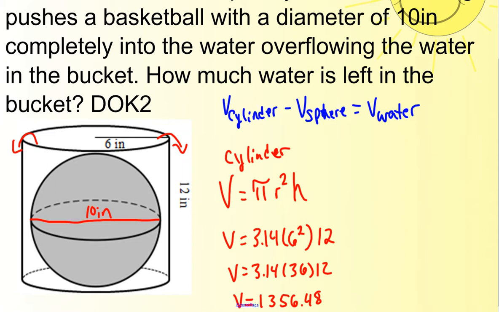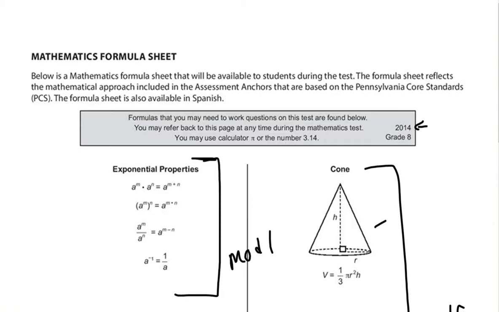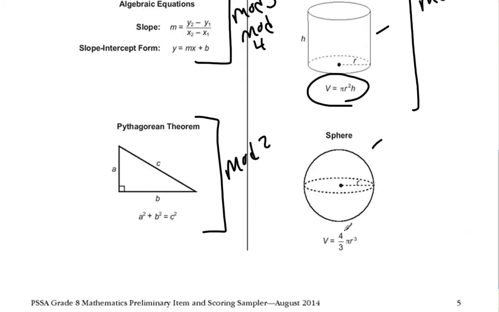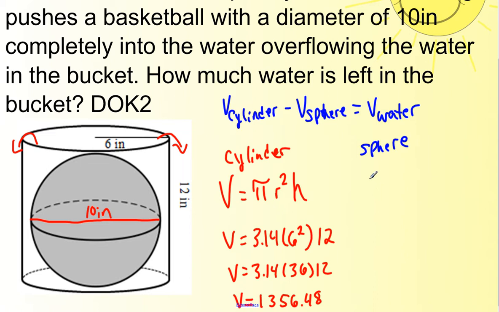Okay? Now let's find the volume of the sphere. I don't know that formula yet. We haven't seen that one yet. V equals 4/3 pi r cubed.